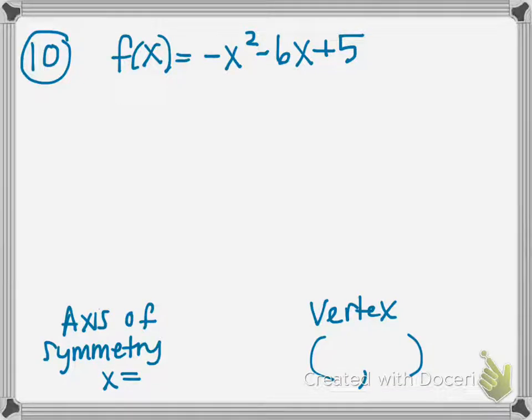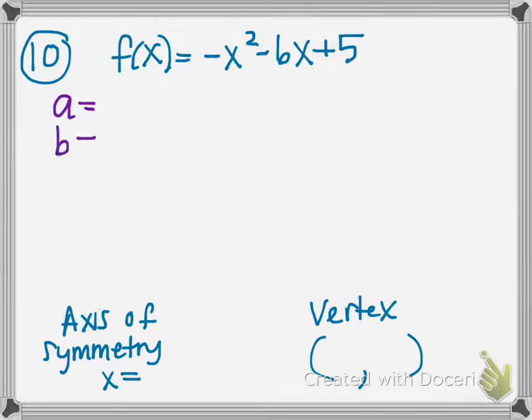For number 10, I'm given a quadratic in standard form, and I'm asked to identify the axis of symmetry and the vertex. So in order to identify both, really I just need to use the formula in order to find the vertex, and since the x-coordinate is the axis of symmetry, I really have both answers embedded in just the vertex. So to find the x-coordinate, the formula is opposite of b over 2a, so I do need to identify a and b.